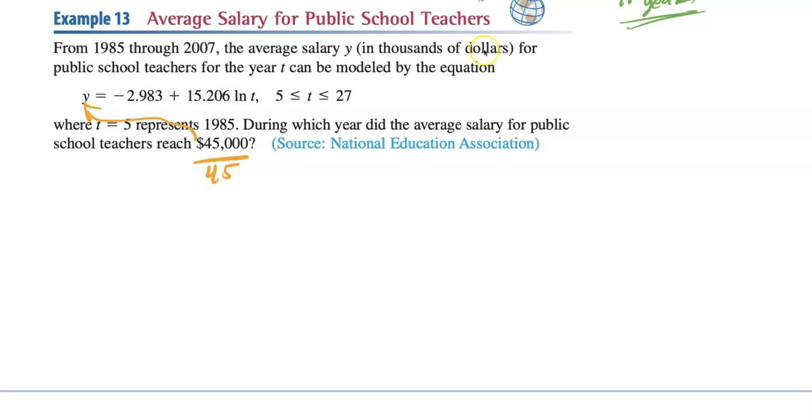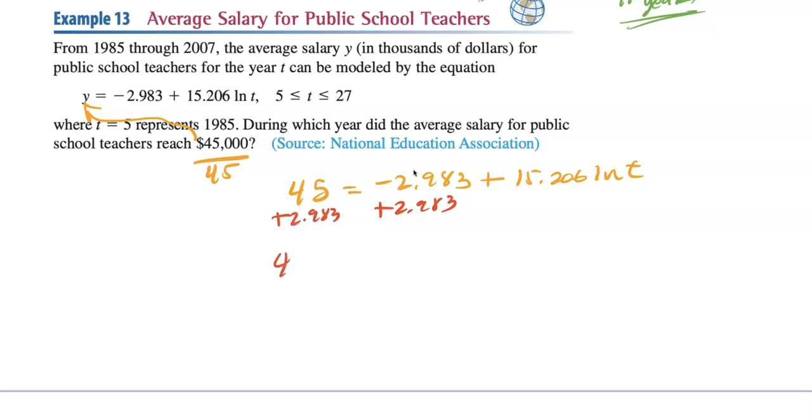We gotta watch that, right? It's in thousands of dollars. So 45 equals negative 2.983 plus 15.206 natural log of t. So our whole goal is to get the natural log by itself. And then we're gonna take the e of both sides. So first, let's get rid of this. So plus 2.983 on both sides. So I get 47.983.